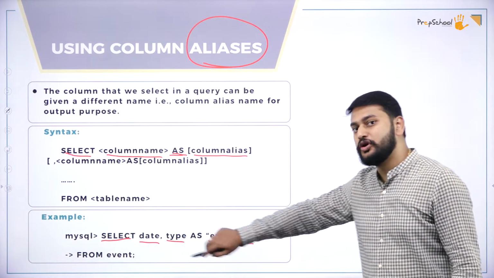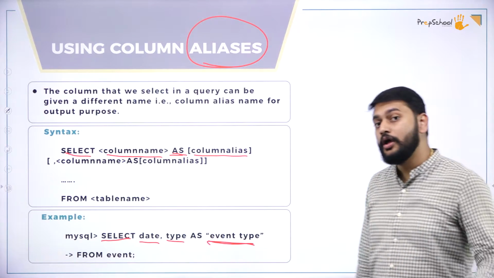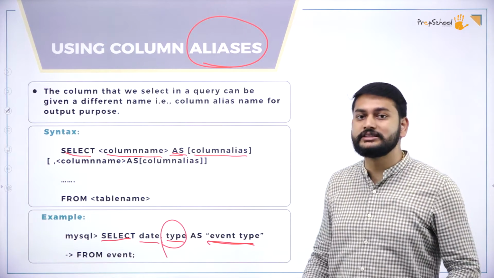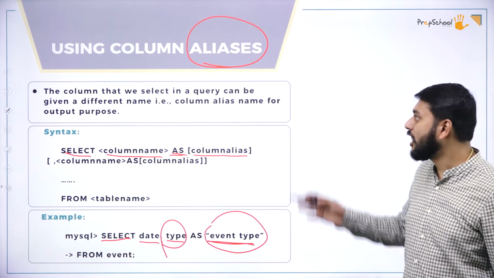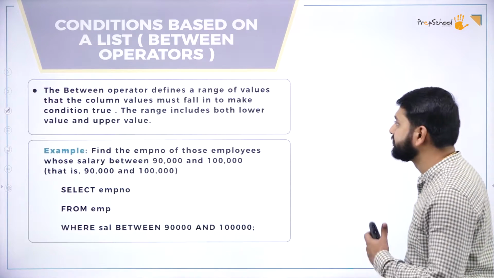Instead of type, you are retrieving it and changing it to event type. But remember, in the structure of the table, it will be type only. When you're retrieving the result, it will show you as event type. That's what you have to understand. So this is how the column alias will work for all of you. Moving on to the next one.